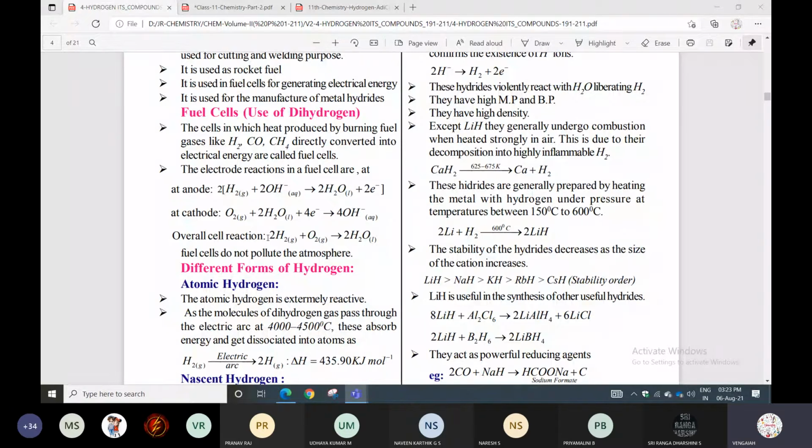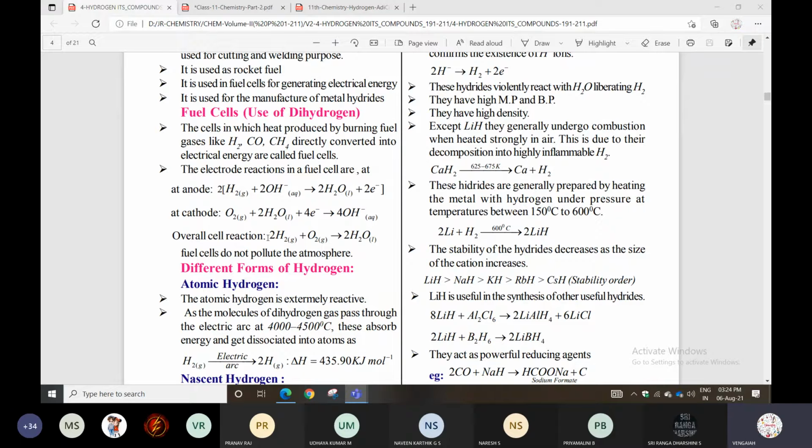Different forms of hydrogen. Atomic hydrogen is extremely reactive. When the molecules of dihydrogen gas pass through an electric arc at 4000 to 4500 degrees centigrade, they absorb energy and get dissociated into atoms. So H2 dissociates and converts into atoms, as they have given.